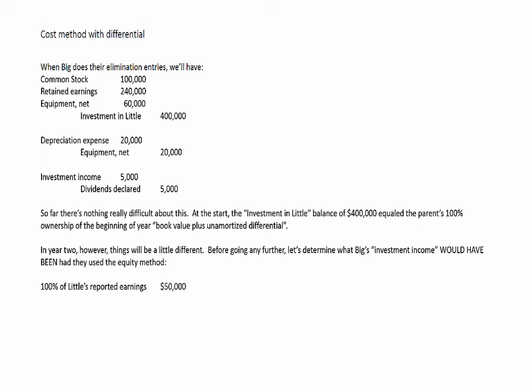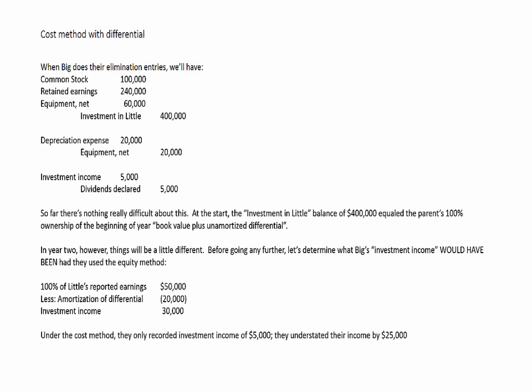Under the equity method, they would have recorded their share, 100% of Little's reported earnings, minus their share, 100% of the amortization of that differential. So they would have recorded investment income of $30,000. Under the cost method, they only recorded investment income of $5,000. They understated their income by $25,000. By understating their income in year 1, they're understating their retained earnings at the end of year 1, or the beginning of year 2. So that's what we're going to be adjusting when we do our first elimination entry in year 2.